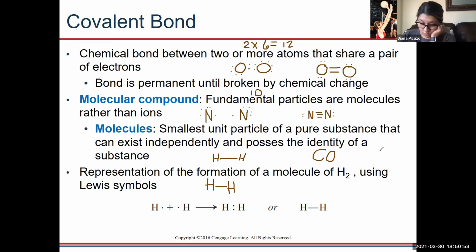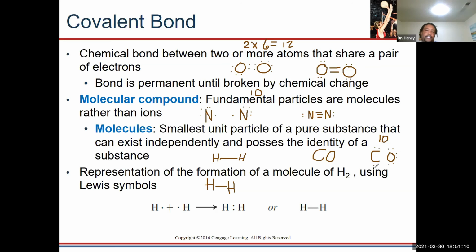Seven. Oh, I mean, you have 10. So we have 10 electrons to work with. Carbon has 4, and oxygen has 6. Okay, so what do we need to do? That one is C. This one. 1, 2, 3, 4. 2, 4, 6, 8, 10. 10.